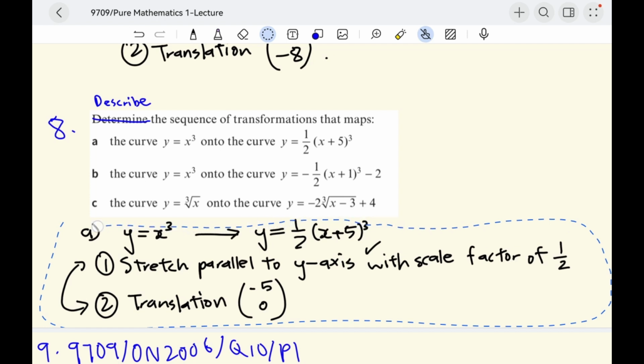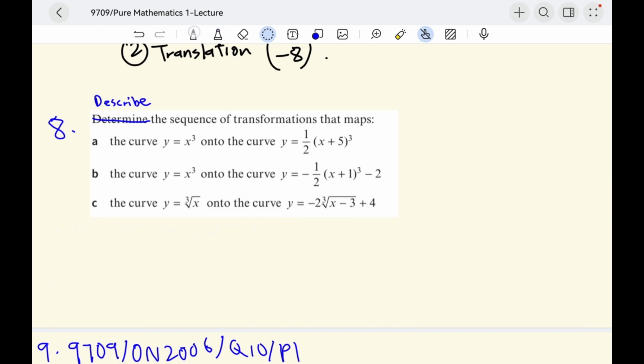Okay. I need to clear this away for me to do part B, I mean the rest of the parts in this question. So for part B, given there's a curve y equals x cubed, to transform it into this new curve, I need to write this first.